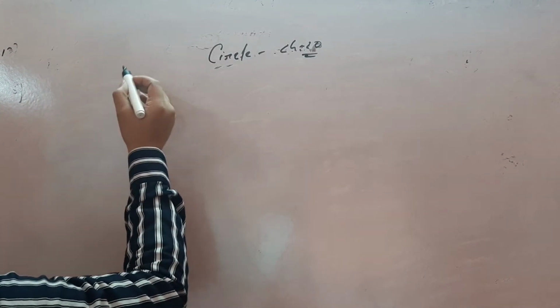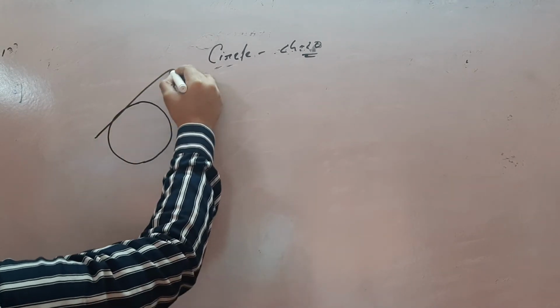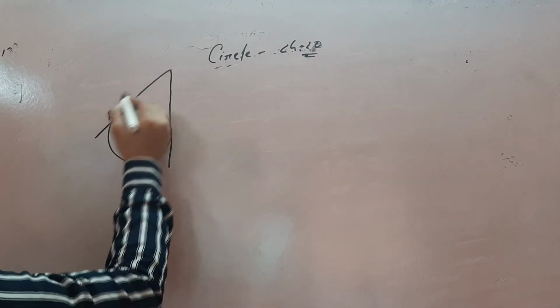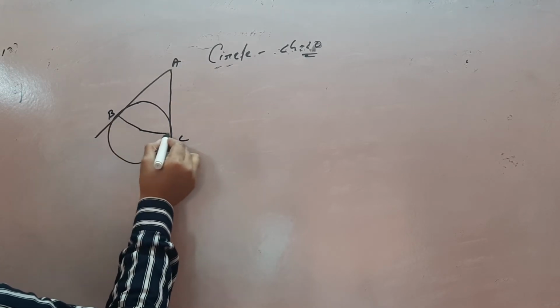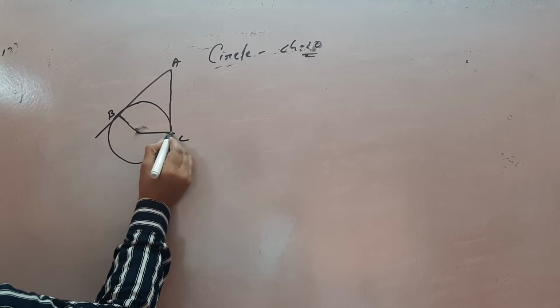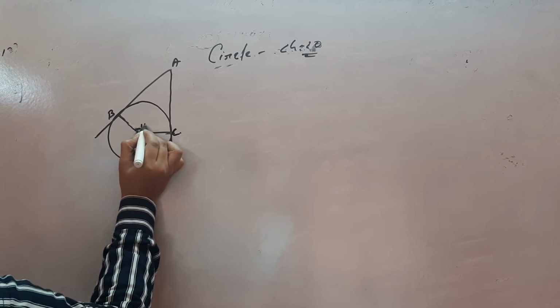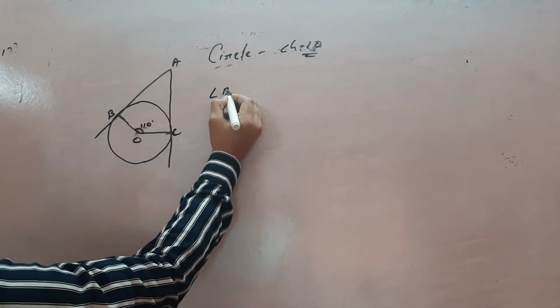Okay. Question number 5. In question number 5, a circle is given and these two tangents are drawn. One tangent, two tangent. The tangents are named AB and AC. O is here. This is the point O. Angle O is given as 110. So find the measure of angle BAC.